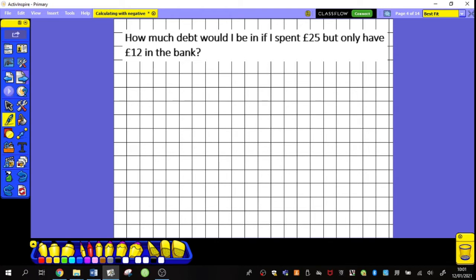I'm going to start off with this problem. How much debt would I be in if I spent £25 but only have £12 in the bank? Now, the first thing when I see a problem is I'm going to underline the key bits of information. So, how much debt? Well, first of all, I need to know what debt means. Now, in terms of money, debt is when you spend money that you don't have. So, for example, I'm trying to spend here £25, but I only have 12. So I would go into debt. So this will be a negative number, because I will be taking away more than what I have.